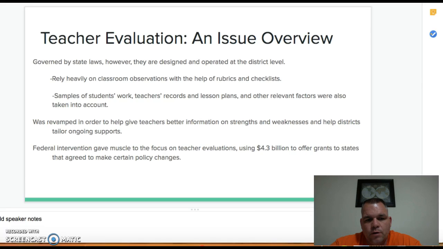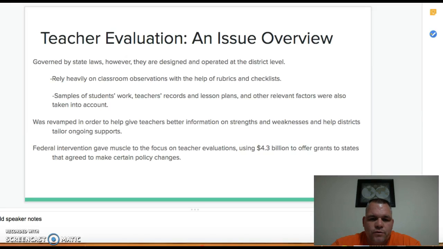Like with this one, governed by state laws, however they are designed and operated at the district level. I'm sure everybody's school district operates their own way when it comes to teacher evaluations. But like this first bullet says, they rely heavily on classroom observations with the help of rubrics and checklists. We use the Marzano model in my school, and it is all rubric driven, so it really is kind of a no-brainer on how they do it. Samples of student work, teachers' records, and lesson plans, and other relevant factors were also taken into account. Again, that's us. We do that, which makes perfect sense to me.